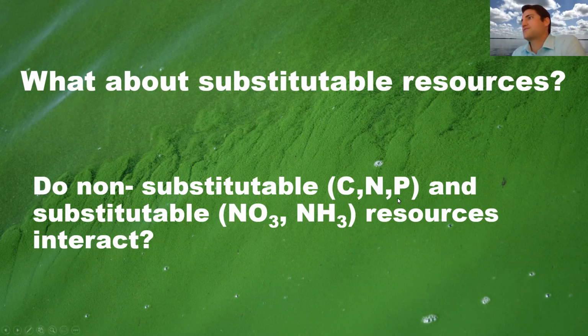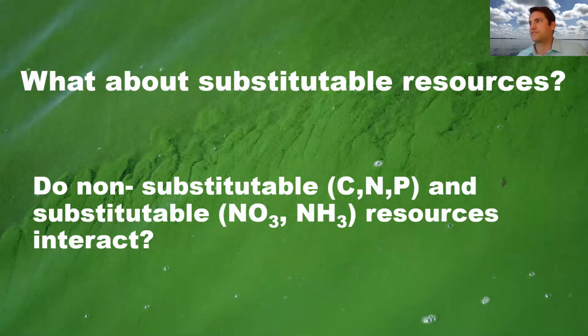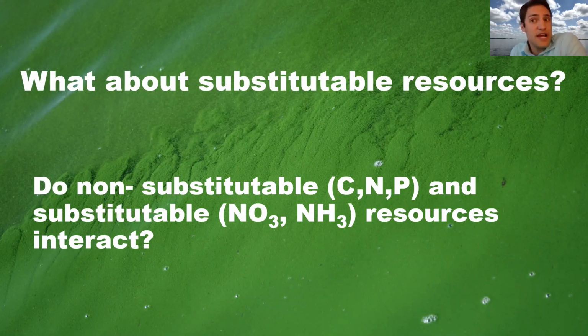Non-substitutable resources are things like nitrogen and phosphorus and carbon. No matter how much nitrogen you have, it doesn't make up the deficit that you have in phosphorus, or vice versa. So the question was, okay, well, what about different forms? And do these non-substitutable and substitutable resources interact to help drive community composition?